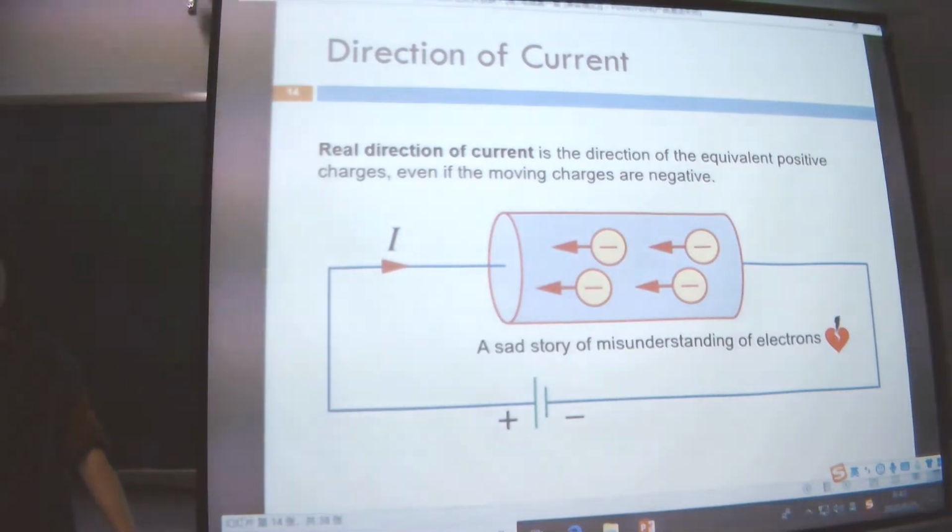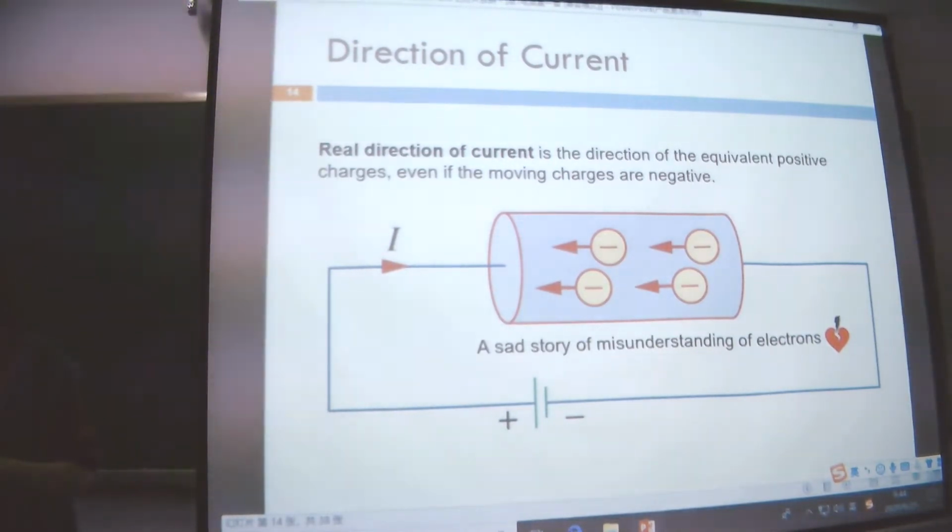But actually it's not right. The actual direction is like this: this is the electron direction, the real direction. But in the beginning we didn't know this. So we defined the direction of the current this way. But why didn't we correct it?